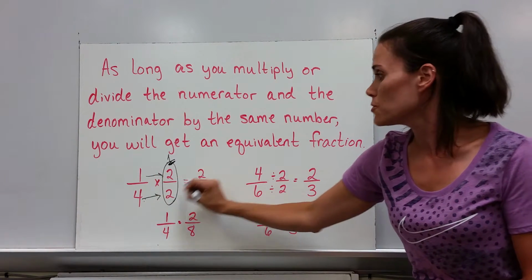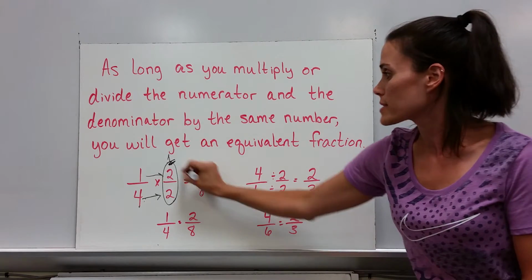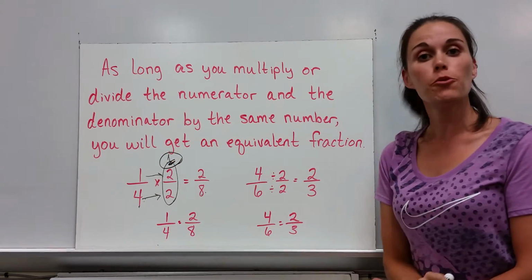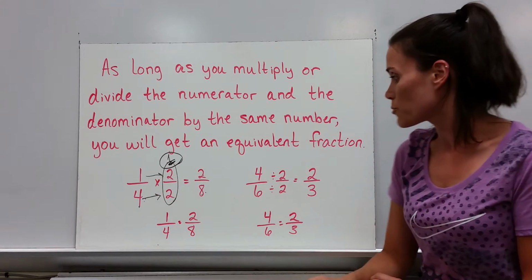1 times 2 is 2. 4 times 2 is 8. So 1/4 is equivalent to 2/8 because you just multiplied by 1. And you know when you multiply by 1, you end up with the same number. Right? It's just expressed differently.